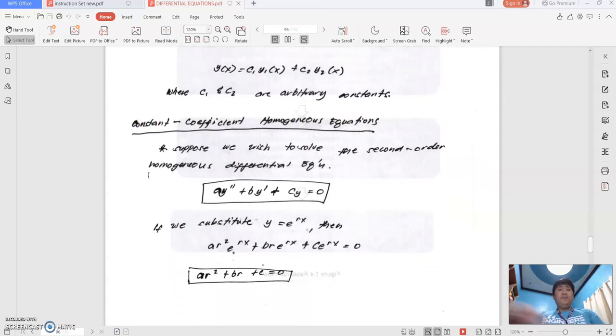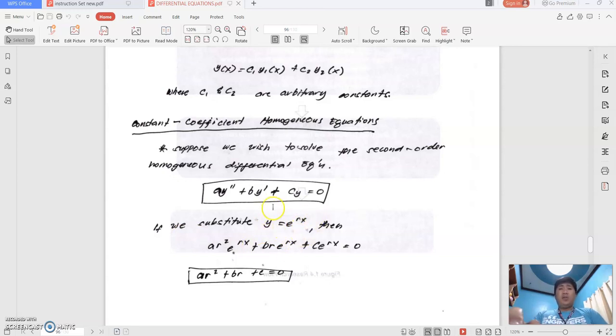On this theorem, constant coefficient homogeneous equation. Suppose we wish to solve the second order, higher than first order, homogeneous differential equation. So you have this differential equation, and we get our y equals e raised to the power of rx.